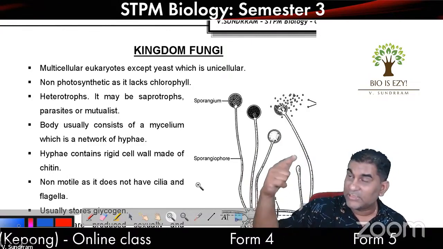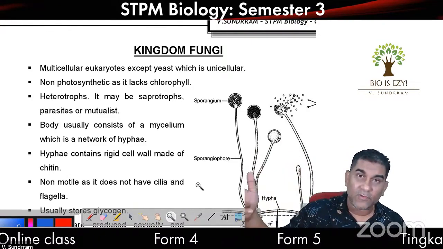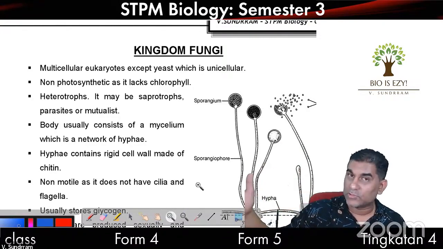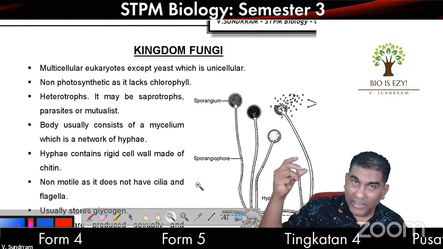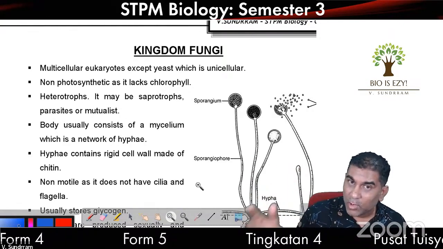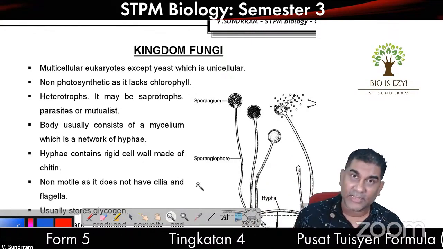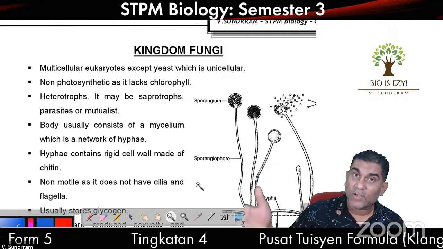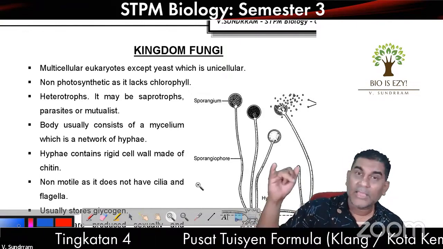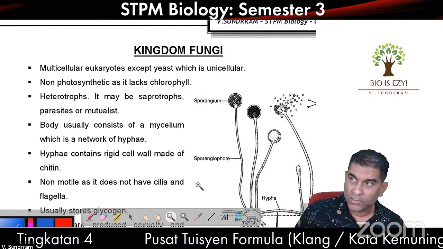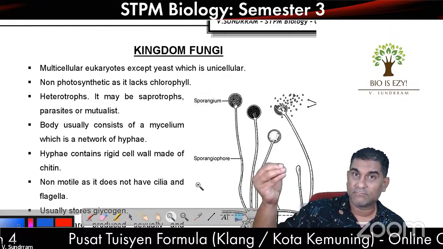Multicellular organism with tissue organization. Second point. Don't have chloroplast, cannot do photosynthesis, heterotroph. Have cell wall, but the cell wall of fungi is made out of chitin. Important characteristic: the cell wall is made of chitin. Cannot move.